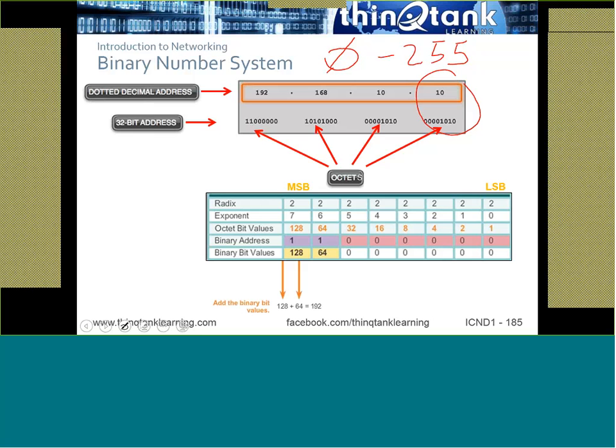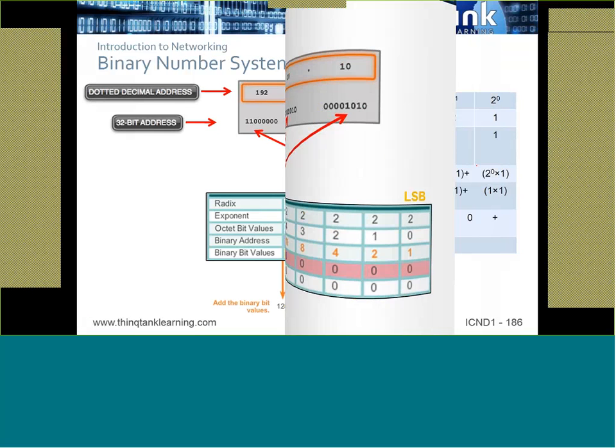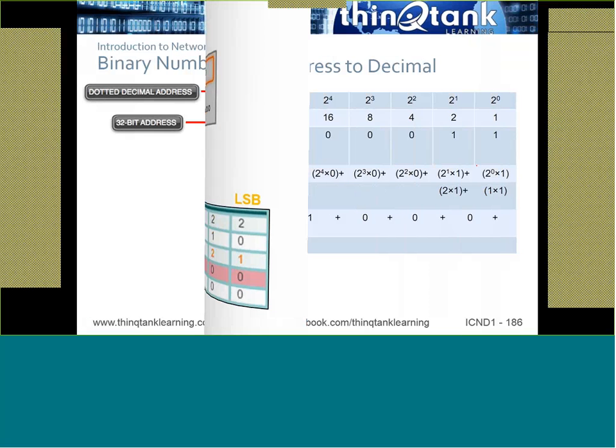Now remember what I also said about the scale. If 32 is this column, all ones to the right of that is equal to 31. If 16 is this column, all ones to the right of that is equal to 15. If 128 is this column, all ones to the right of that is 127. 128 plus 127 is 255. Make sense? All right.